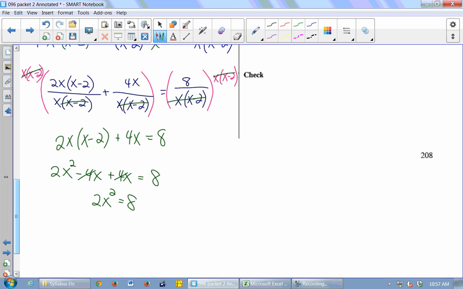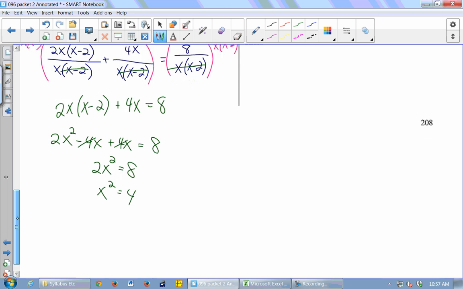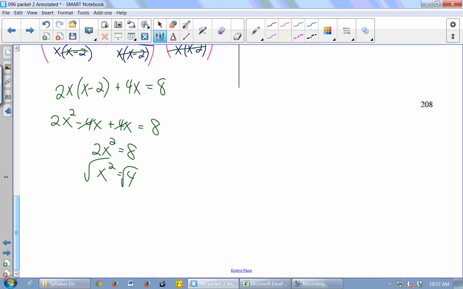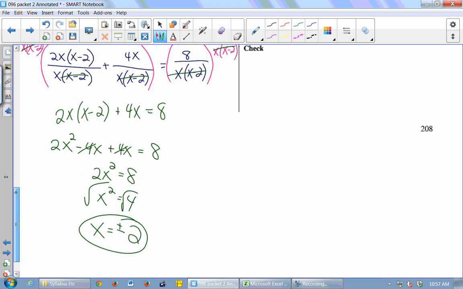How do I finish solving that? I can divide by 2, so I get x squared equals 4. Square root both sides. And I get x equals plus or minus 2. Oh, because it's the square root, yeah. Okay, so there's my answer. It's 100% mandatory to go back and check that both of those numbers are actually solutions.